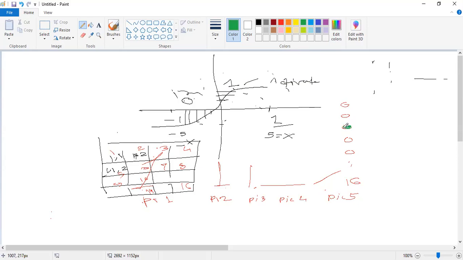Then pixel number 7 and 6. 1, 2, 3, 4, 5. Here is 6, here 7 is activated. Then pixel number 10 is here. Then pixel number 14 is here. Other pixels have not become activated. There are so many pixels up to the 16th, but only these pixels are activated because we are getting some input value.